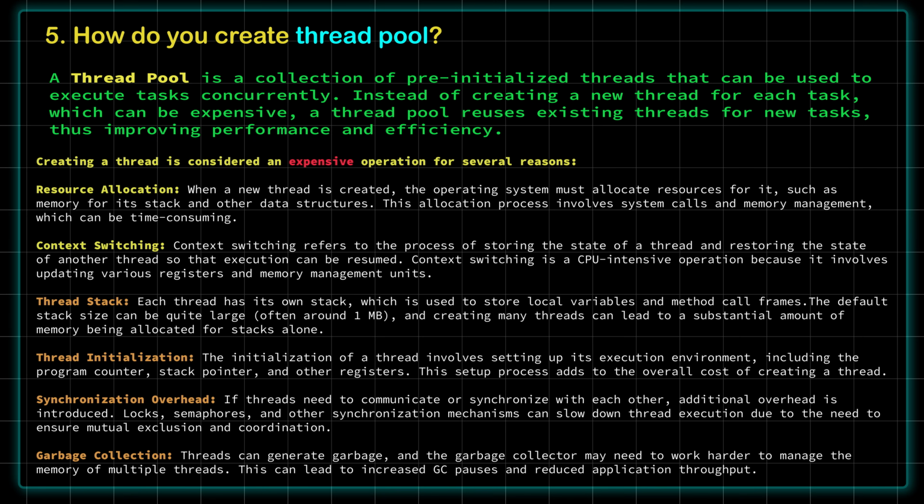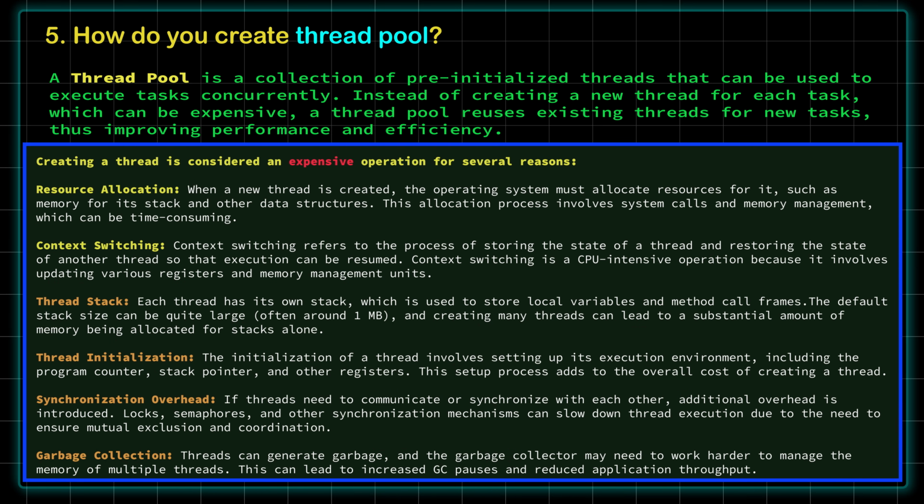So for your information, I'm just listing the different kinds of operations we need to handle, or the thread pool has to handle, when a thread is created. Usually those operations are resource allocation, context switching, thread stack, thread initialization, synchronization overhead, and garbage collection. So this is why instead of creating manual threads, we need to go for a thread pool, which the system can handle itself, or the framework provided by Java can handle it.